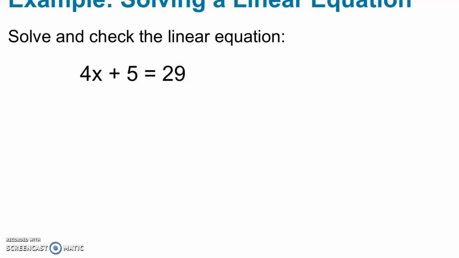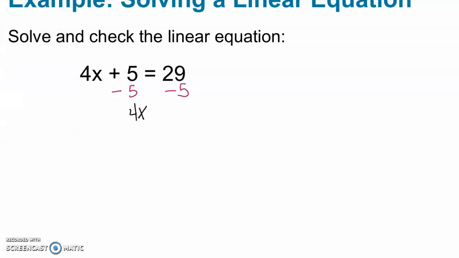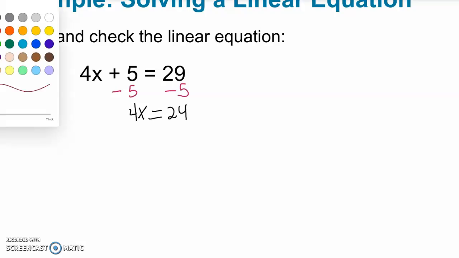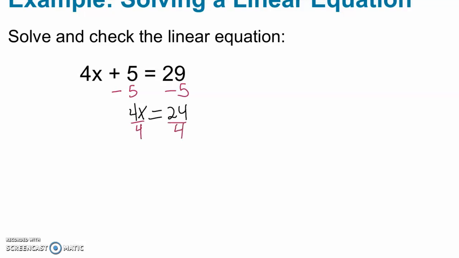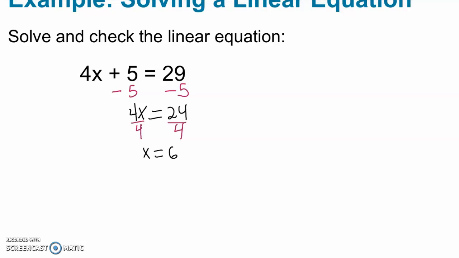This is 4x plus 5 is equal to 29. The first thing I need to do is move all my variables on one side, all my constants on the other. So because this is plus 5, I'm going to subtract 5, and I'll do it to both sides. Then this is 4 times x, so I'm going to divide both sides by 4, and I end up with the value of x is equal to 6. The 4 divided by 4 will give you 1x, which I have here. This is my proposed solution.